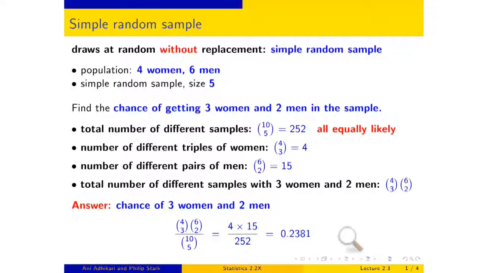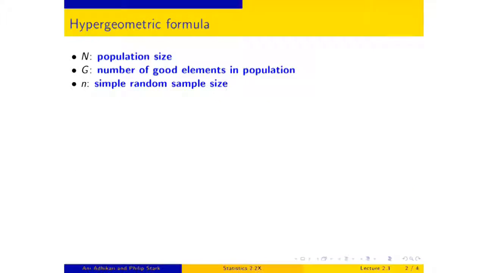This is a special case of a calculation that is derived from a formula that has a most impressive name. It is the hypergeometric formula that comes from a certain mathematical series that I won't go into here. And the situation is this. You have a population, and the typical notation is capital N for population size. And then in the population, you have some good elements and bad elements.